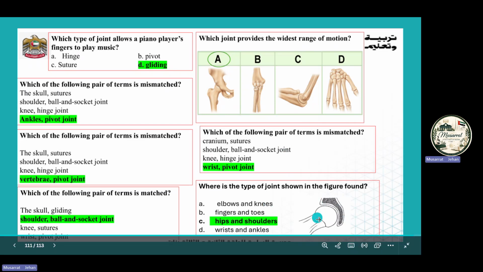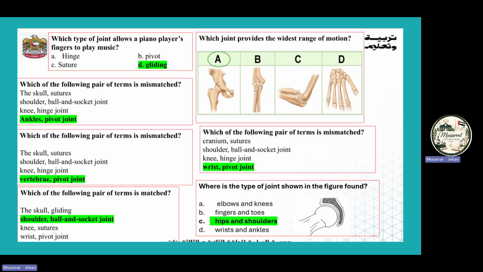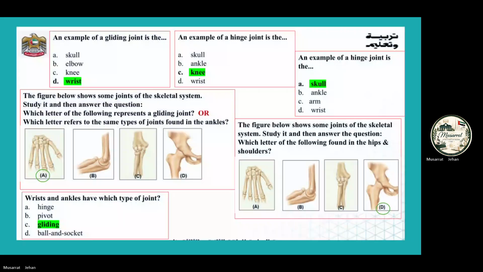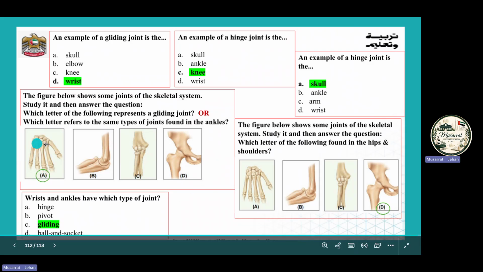Where is this type of joint found? In hips and shoulders. Which of the following pairs of terms is matched? Skull and glide, these are all wrong except this one, it is correct. So you can get it like this: which one is matched, which one is mismatched, or a picture which is a joint. Again, some more examples. See here, they've given you the same 4 figures, and they've asked which refers to the same type of joints found in the ankles. So ankles have gliding joints, right? A gliding joint is found in the ankles. So none of these are gliding, only this is gliding. Here, because you can see this is gliding. Here it says which one is in the hips and shoulders, so it is the ball and socket.